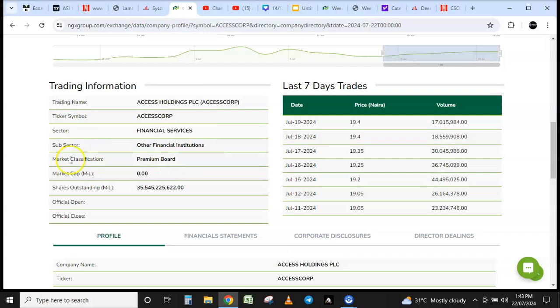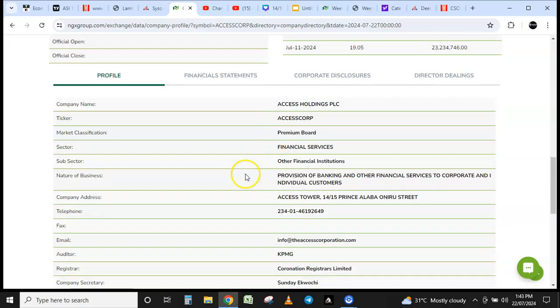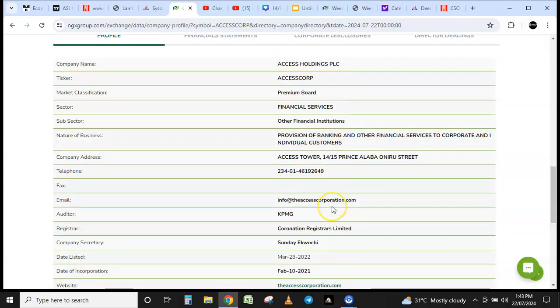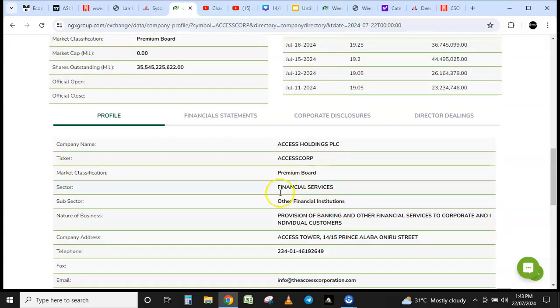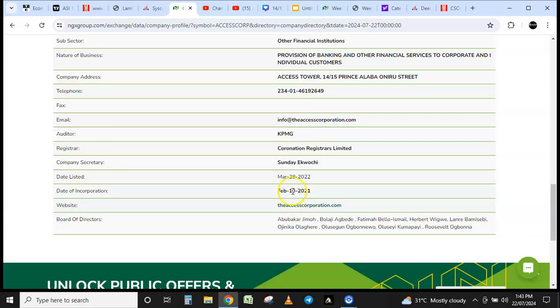Now under market classification, you see that they are under the premium board. Remember when I showed you the premium board, the main board, the SME board and the growth board. Then you see their outstanding shares and other details. So this is their profile: when it was listed, where they are, the nature of their business. Are you seeing it here? Provision of banking and other financial services to corporate and individual customers. You see their company address, where they are, and all this. Some of these things you might not see in a third-party broker. Then the link to their website is here.